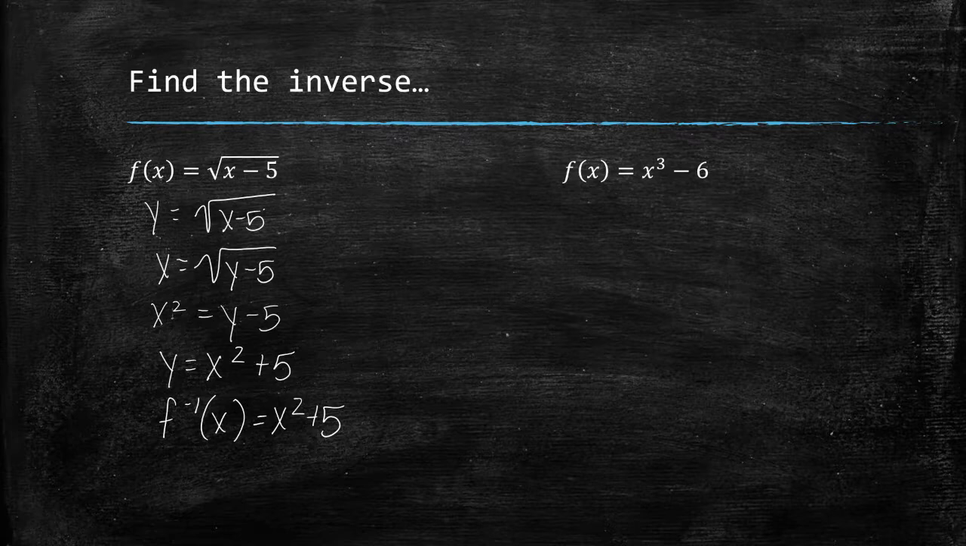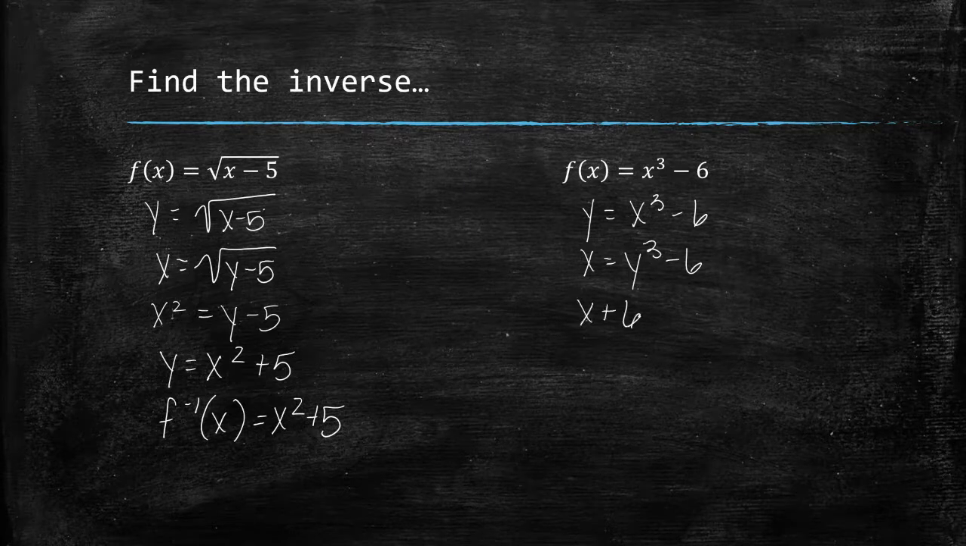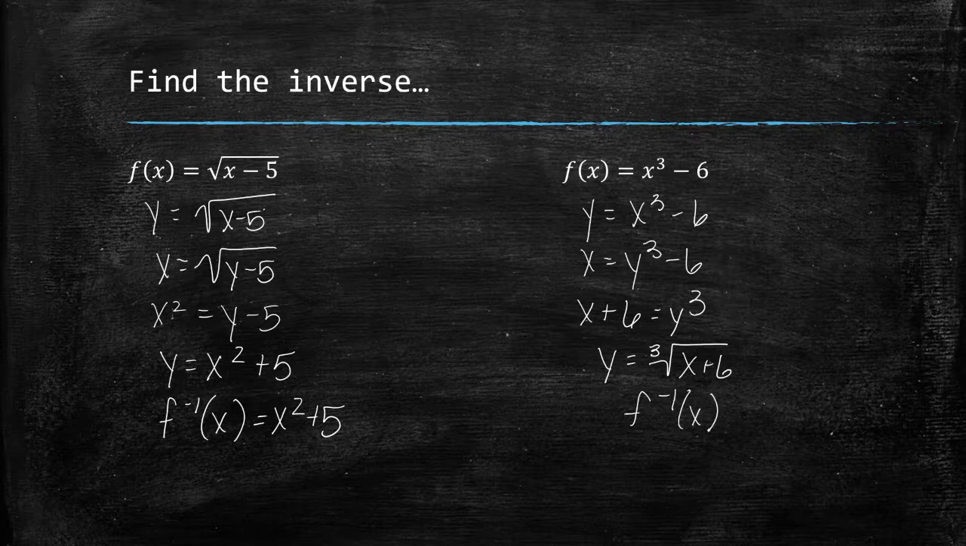On the last one, I have this x cubed. I'm going to solve it the same way, or rewrite it, I guess. I'm going to start by putting in my y. I'm going to switch my x and y. Then I'm going to try to get y by itself. Remember, to undo a cubed, I need to cube root the other side. So y is going to equal the cube root of x plus 6. And then my last step is to rewrite with the correct function notation.